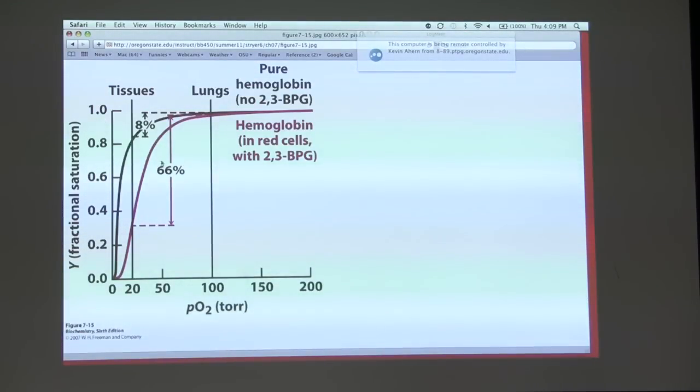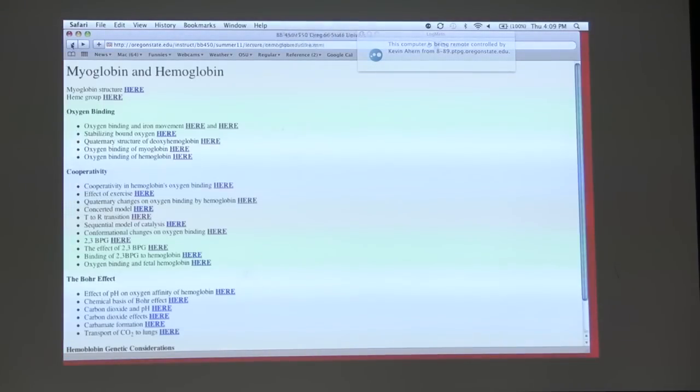You can see way down here, the same oxygen concentration. We're not getting as much hemoglobin bound with oxygen. And as a consequence, we are not going to have the same oxygen carrying capacity. Okay.